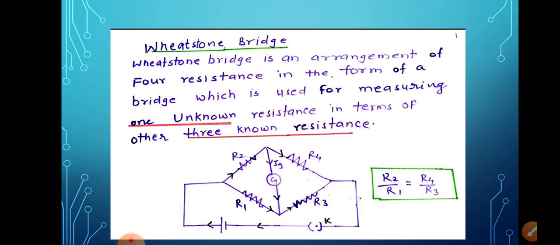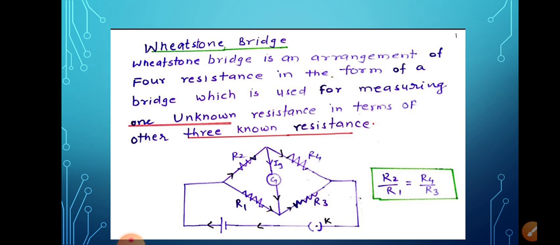Wheatstone Bridge is an arrangement of four resistors in the form of a bridge, which is used for measuring the unknown resistance in terms of three known resistances. R1, R2, R3, R4 are the resistances. G is the galvanometer. One battery and key is attached there. And at balance condition, R2 by R1 equals R4 by R3.